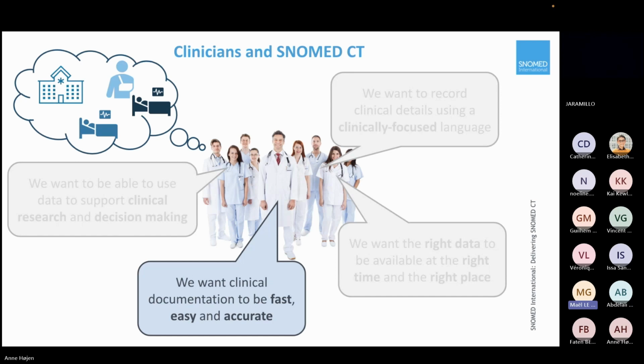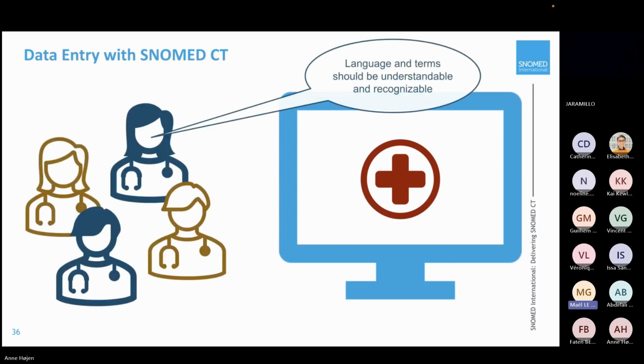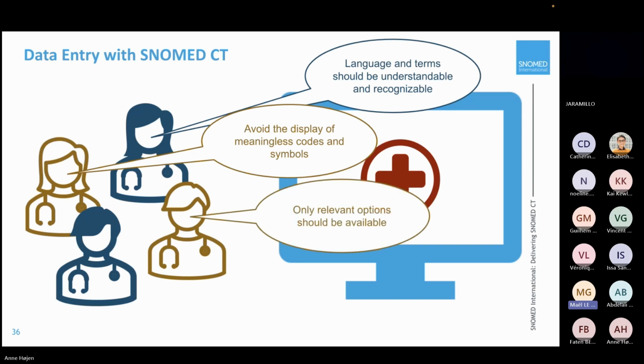So next, the requirement is that documentation should be fast, easy, and accurate. So let's talk a bit about data entry with SNOMED. We've already talked about terms that should be easy to understand and recognize. Then it's also an important requirement that you should not display meaningless codes and symbols. SNOMED CT comes with a range of numbers, but these numbers are for the computers. They are not intended to be displayed for clinicians. So no clinician should have to remember codes. They should just speak the clinical spoken language.